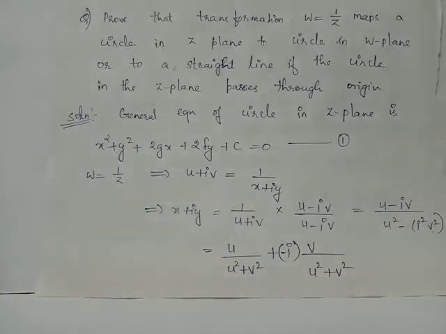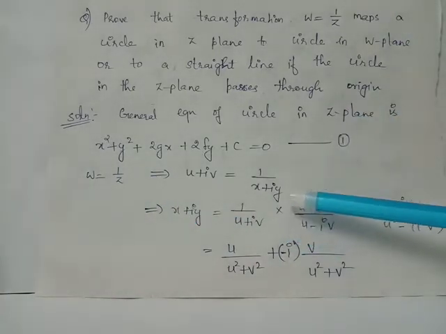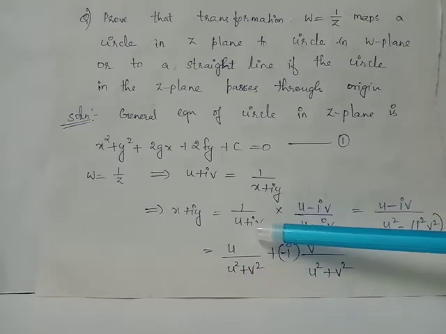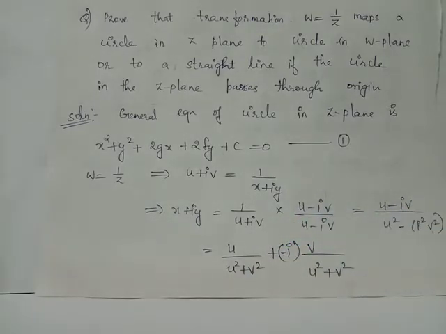Now, if we multiply both numerator and denominator by the conjugate of this expression, the u plus iv in the denominator gets multiplied by u minus iv, and in the denominator we have terms of the form a plus b and a minus b, which becomes a square minus b square. So in the denominator we obtain u square minus i square v square. Since i square can be replaced by minus 1, we obtain the denominator as u square plus v square. In the numerator, we have just the expression u minus iv.